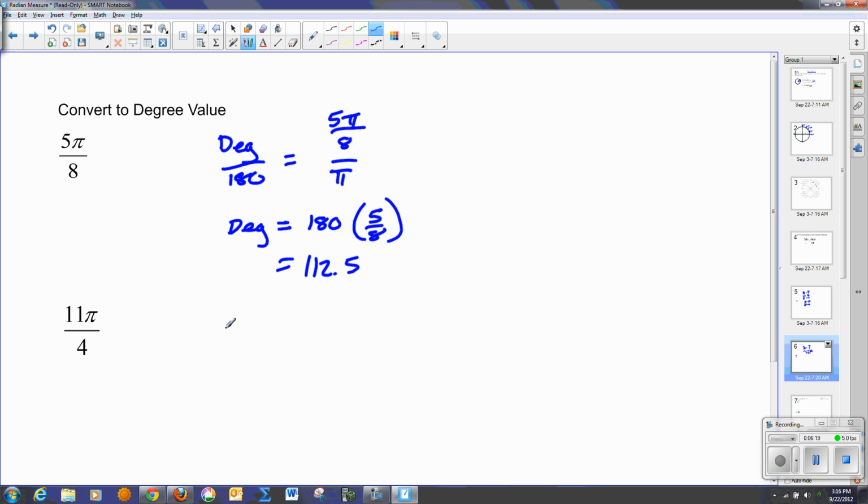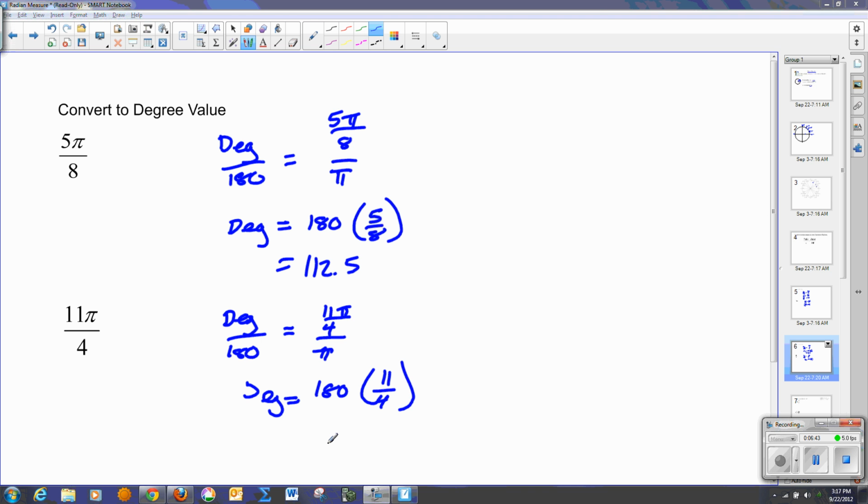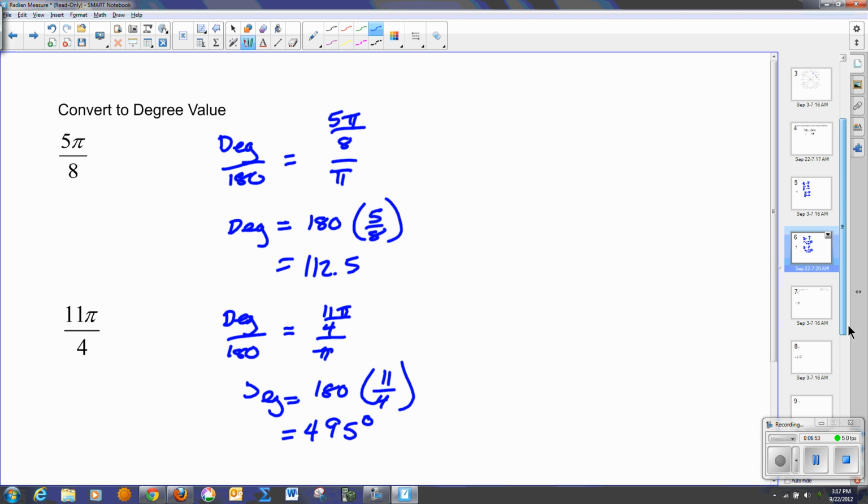Similarly, doing one more problem, I get degrees over 180 is equal to 11 pi over 4 over pi. So the degrees is equal to 180 times 11 over 4, resulting in 495 degrees. Let's move forward.